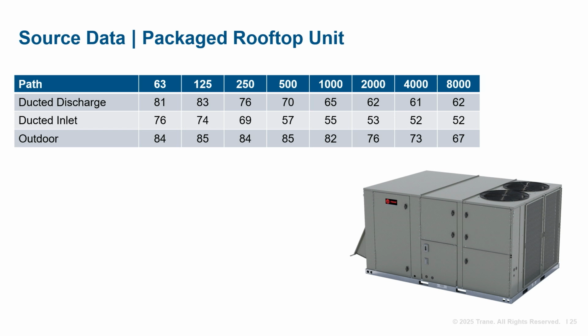To obtain package rooftop sound data, we'll need to consult the equipment manufacturer. Usually, sound power is available through a product catalog or selection program. Notice that there are 3 different sets of data here, ranging from 63 to 8,000 Hertz. Ducted discharge, which is the sound power at the unit discharge. Ducted inlet, which is the sound through the return, and outdoor, the sound coming from the rooftop casing. Derrick will discuss how all of this sound data is obtained later.